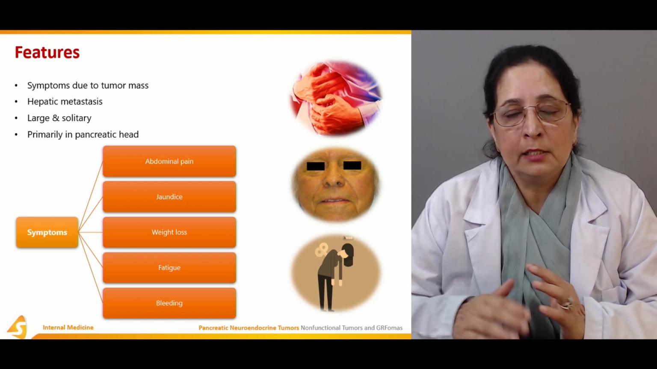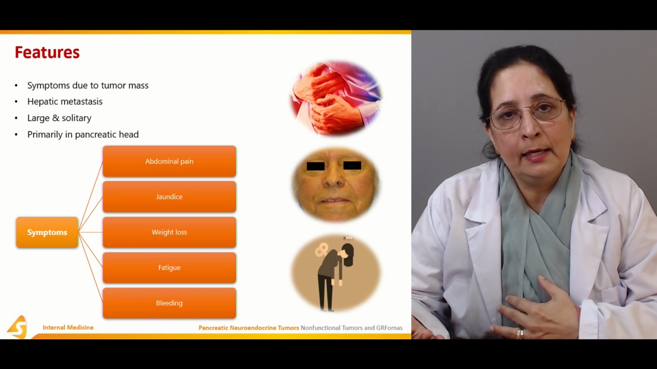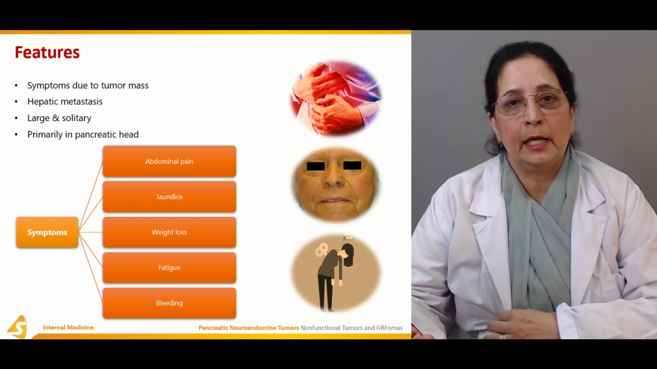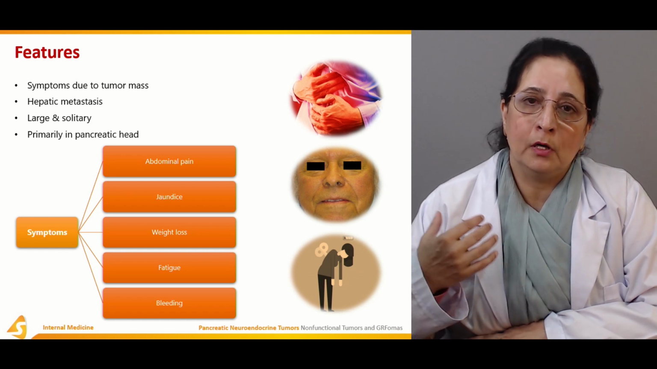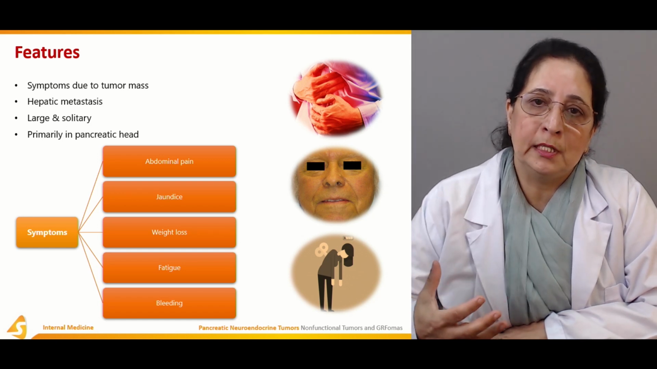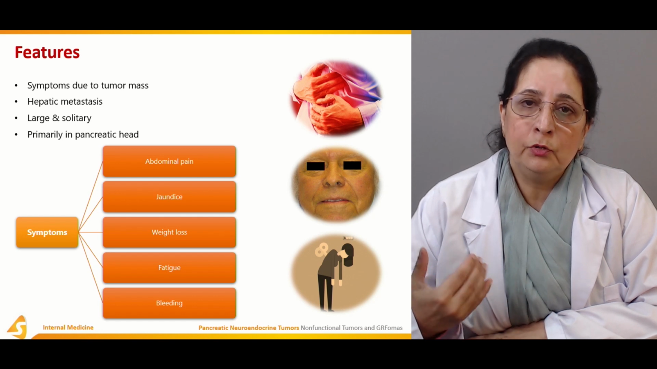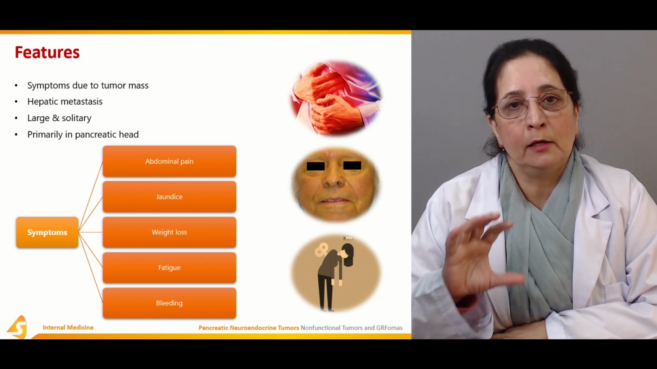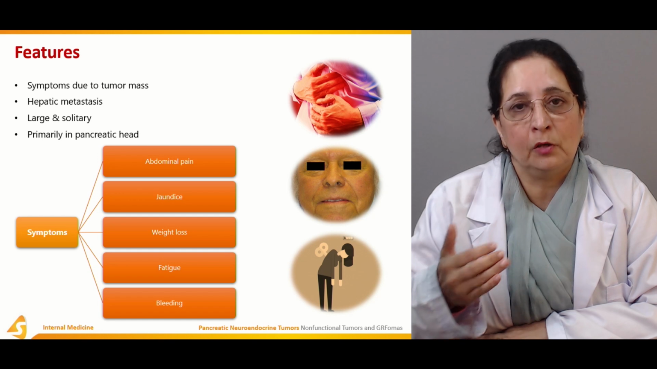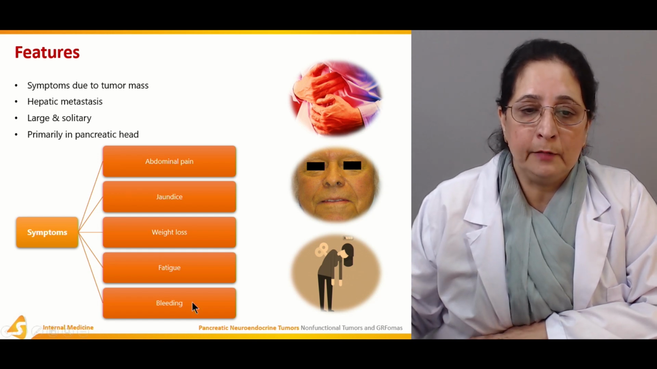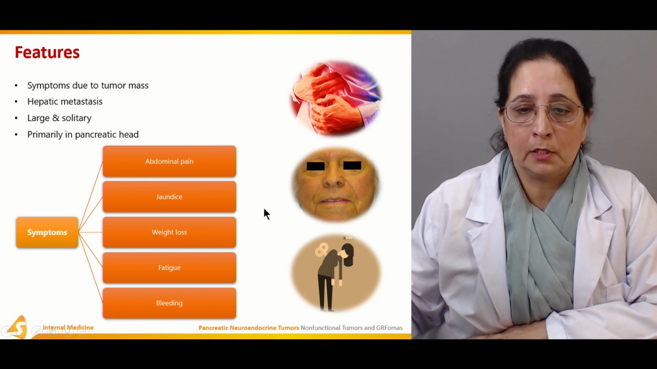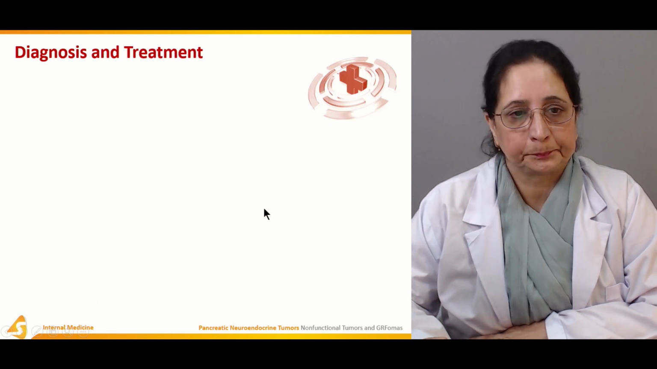The jaundice, we didn't discuss it with any other functional type of tumor, so it's more with the non-functional because the effects are due to the size of the tumor, due to the tumor itself, and this can cause maybe the obstruction of the biliary tree and different effects can be produced. So bleeding, fatigue, jaundice, weight loss, and abdominal pain.